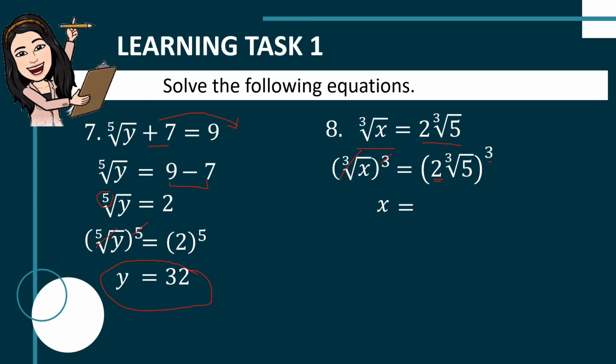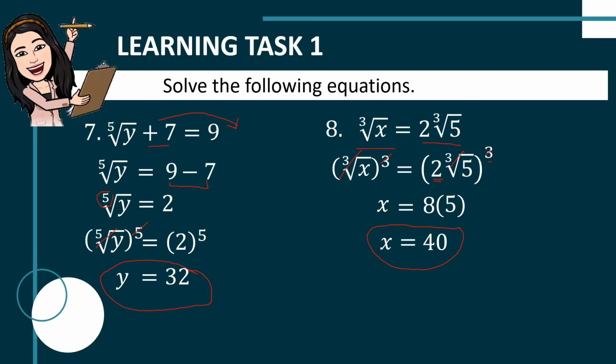Ano ang 2 raised to the power of 3? Okay, we have 2 times 2 times 2. So that is equal to 8. Multiply by cube root of 5 raised to the power of 3. And that is equal to 5. Now, 8 times 5 is equal to 40. So, therefore, the value of x is equal to 40.